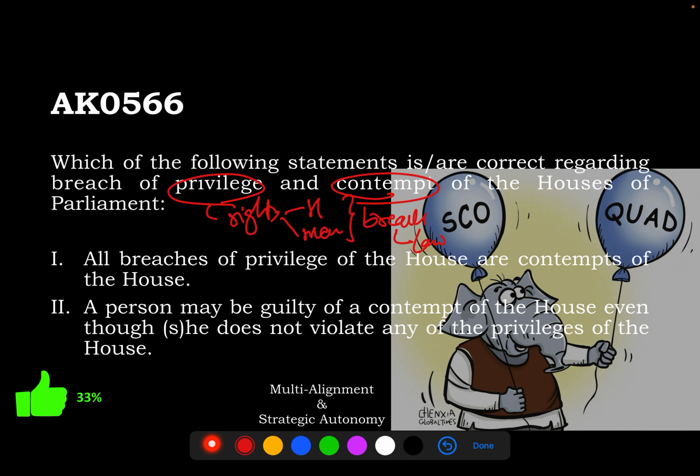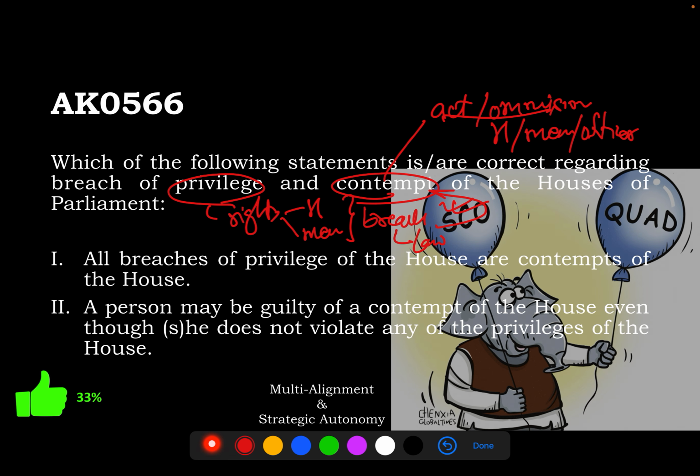Now, contempt, it is an act or omission, right? It could be commission, omission, both. So it is an act or omission which obstructs or impedes any house of the parliament or any member or any officer of the house in the performance of their functions, discharge of the duty. Very logically, every breach of privilege is a contempt. But there can be a contempt where actually there is no breach of privilege. A simple example would be a person shouting slogans from the visitor gallery or throwing leaflets. Now, that is contempt of the house. The house cannot function. It's not breach of privilege, really.